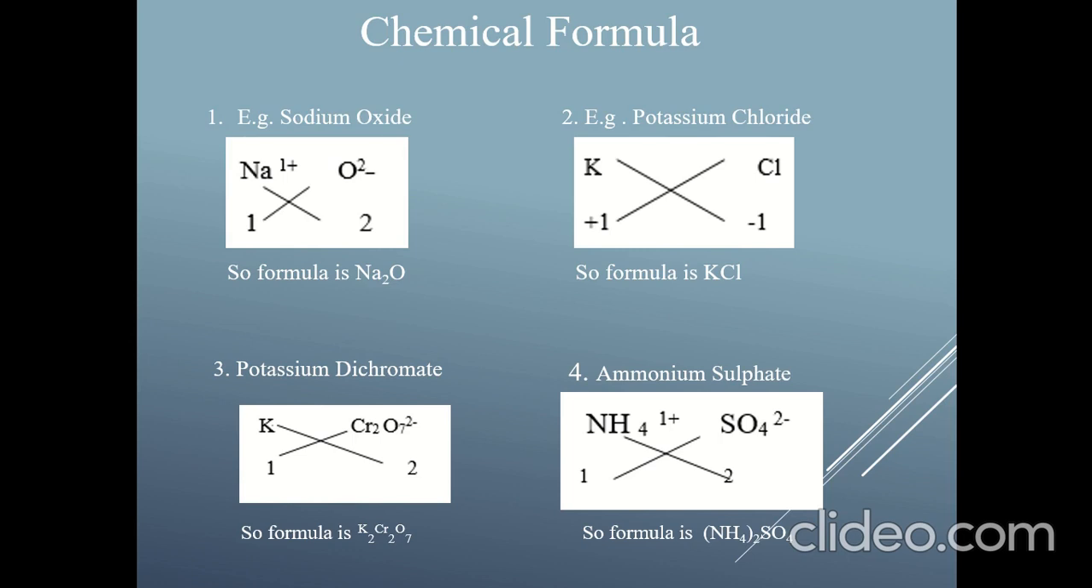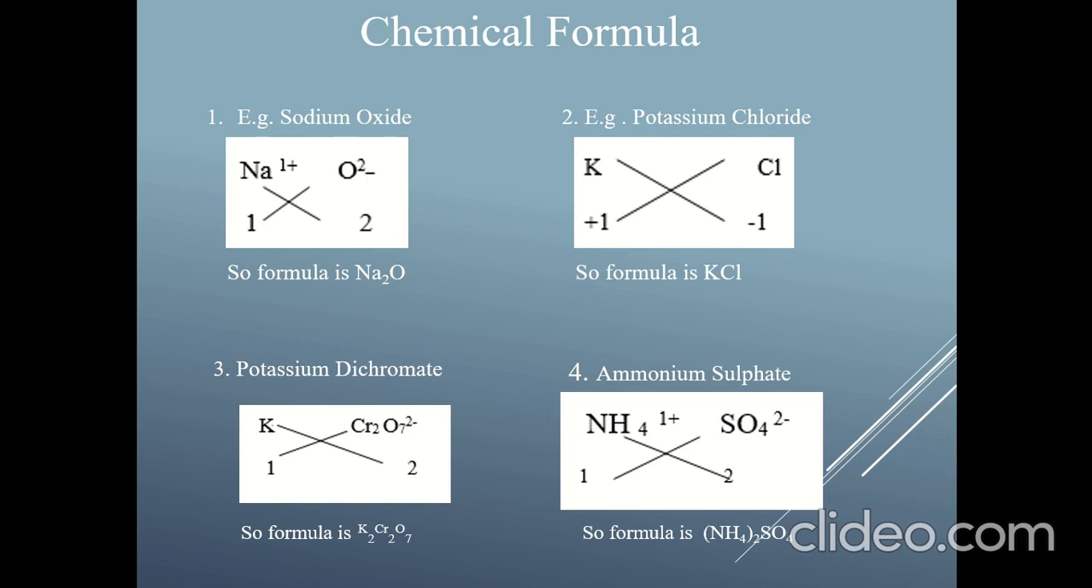Now what is the symbol of sodium? Sodium Na and oxide, that means oxygen, you have to write O. Now the valency number of the symbol you have to write. Sodium is having 1 and that of oxygen is 2. So after interchanging the valency number, the formula becomes Na2O. So the formula of sodium oxide is Na2O.